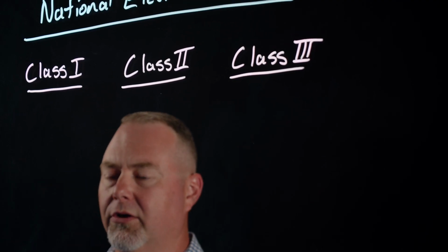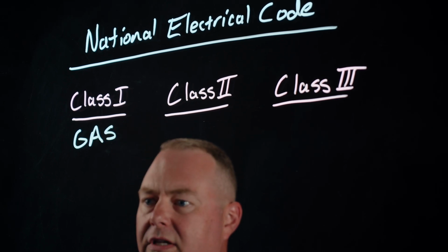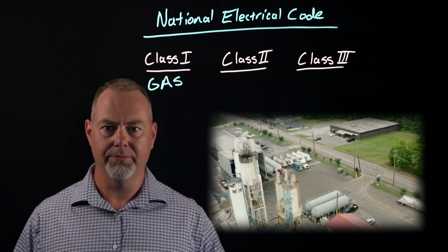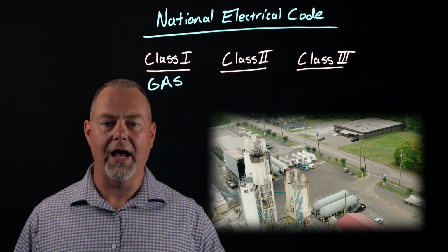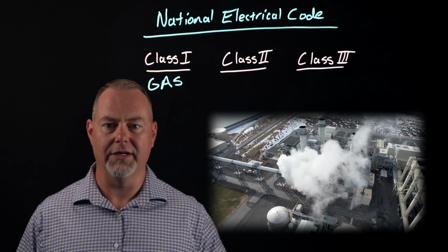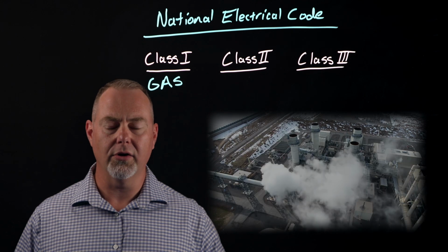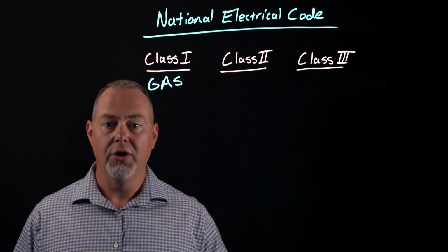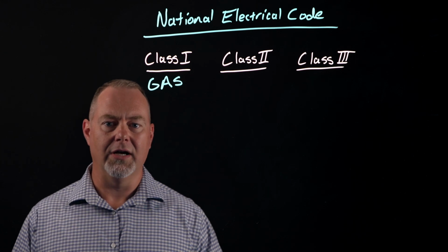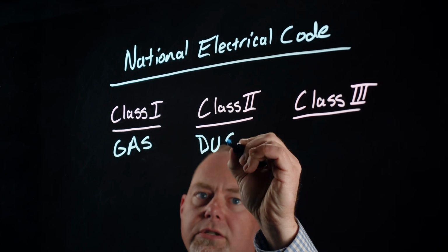So Class 1 locations, this is gas. These are the areas where flammable gases or vapors may be present in the air. And when these vapors are found in the atmosphere, an easily ignitable fire or explosion could take place. And as you can imagine, specially engineered products are required to prevent electrical equipment from becoming a source of ignition in these areas. Likewise, special equipment is also required for Class 2 locations.